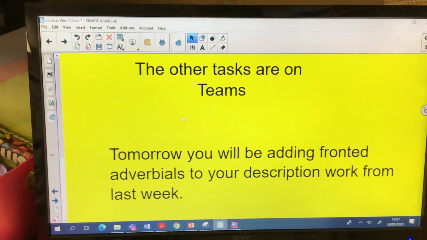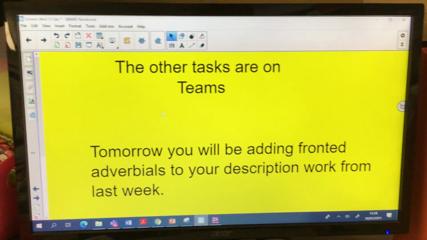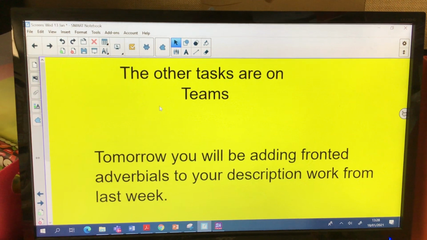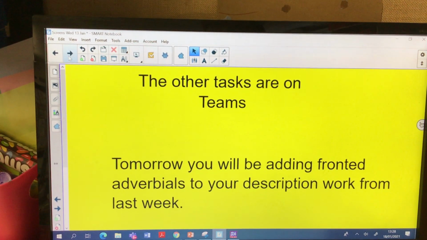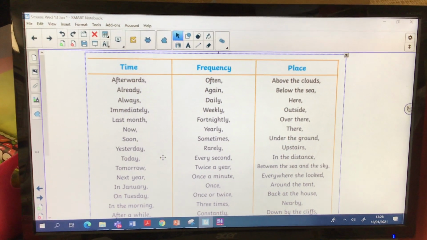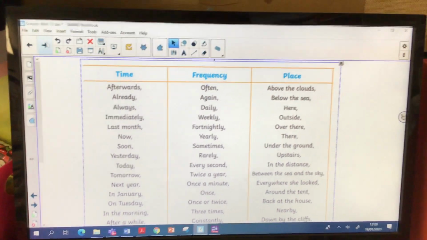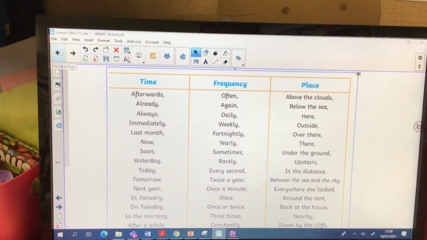Tomorrow you're going to be adding your own fronted adverbials to your description from last week. I will also tomorrow give you a bit of a word bank to help you children, so you'll have that on Teams as well, so you won't be completely stuck.